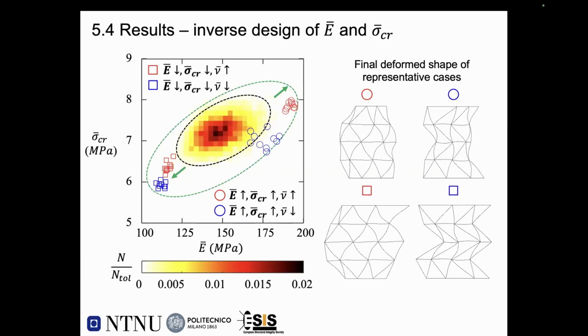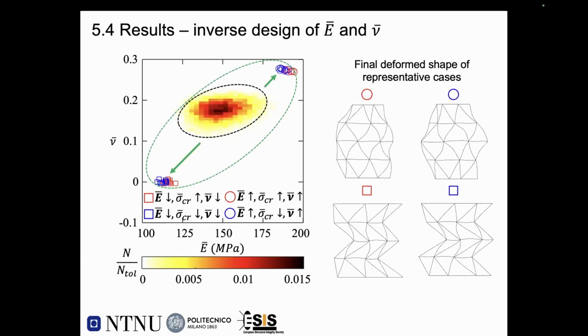This is meaningful because for the traditional design methodology of lattice materials, it's normally difficult to expand the design space because you have fixed parameters. However, using machine learning methods together with this inverse design, it's much easier to make it work. The second result I'm showing you is about the inverse design of effective stiffness and Poisson's ratio.